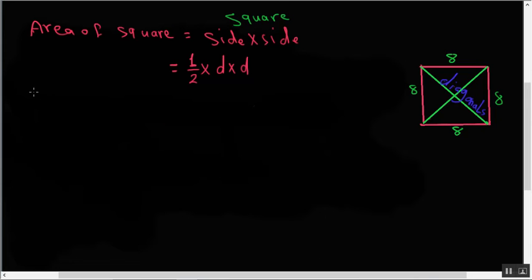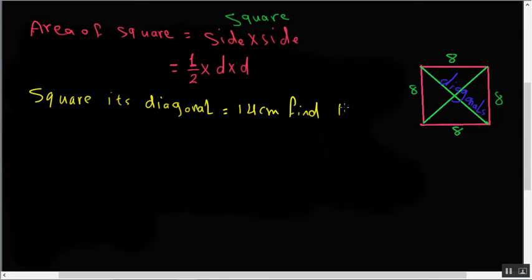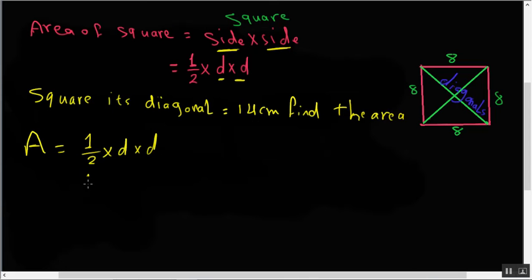Another question. Here he said a square, its diagonal equals 14 centimeters. Find the area. We said area of a square, we have two rules, side times side, or we can say half times diagonal times diagonal. We will use half times diagonal times diagonal. Area equals half times diagonal times diagonal. Here half times 14 times 14.